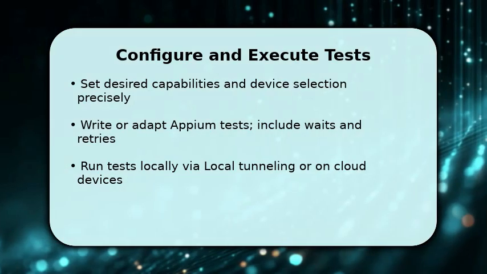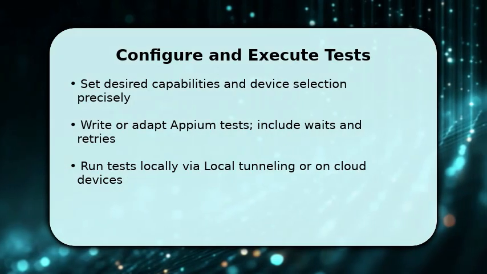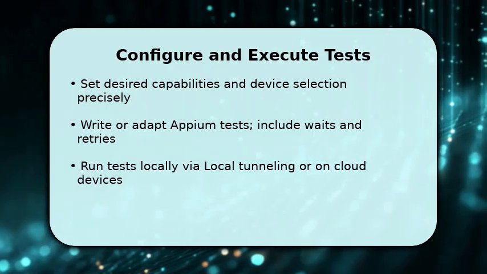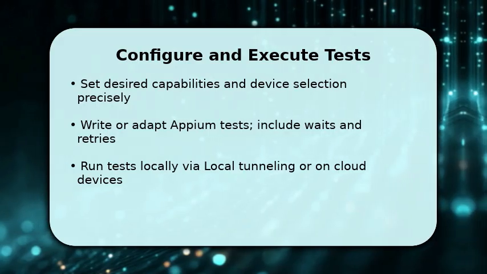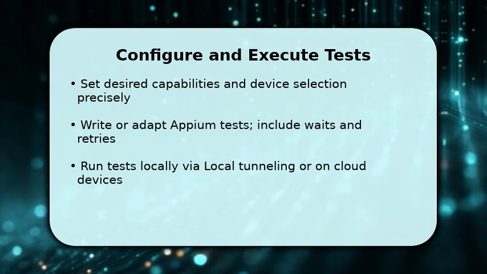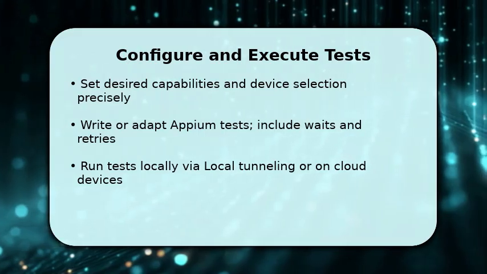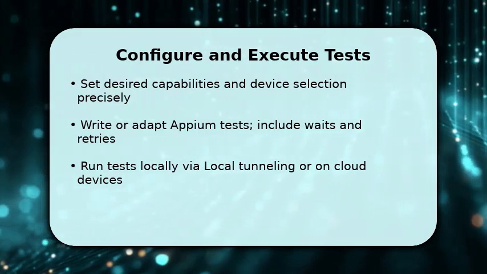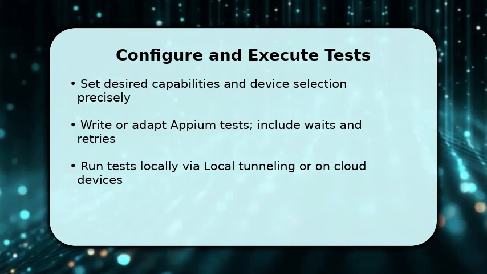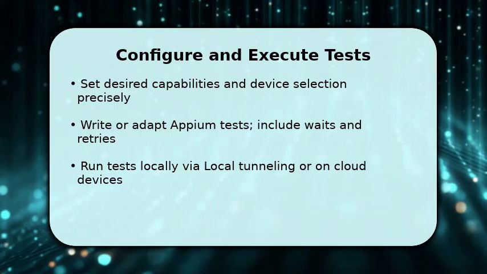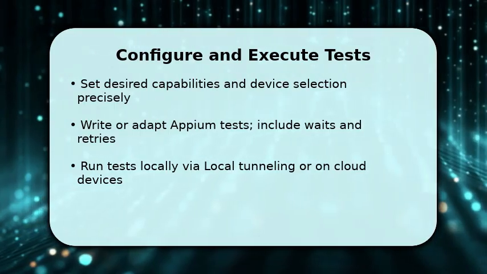Now you configure tests for reliable execution. Set desired capabilities for device, OS version, and app path, and enable local testing if your app requires internal endpoints. Once configured, run Appium tests with explicit waits and idempotent steps to avoid flakiness. Incorporate retries for network-dependent steps. Make sure to use BrowserStack Local when testing staging endpoints.